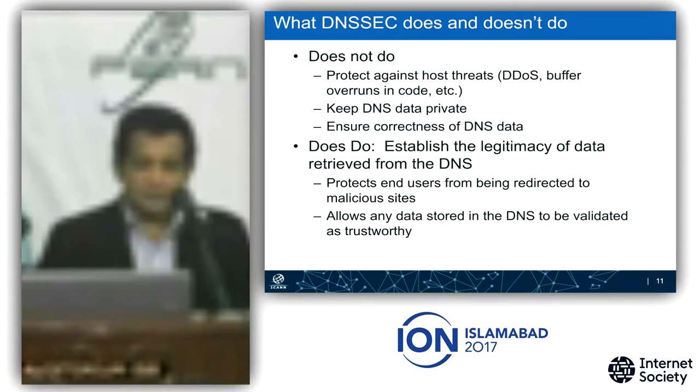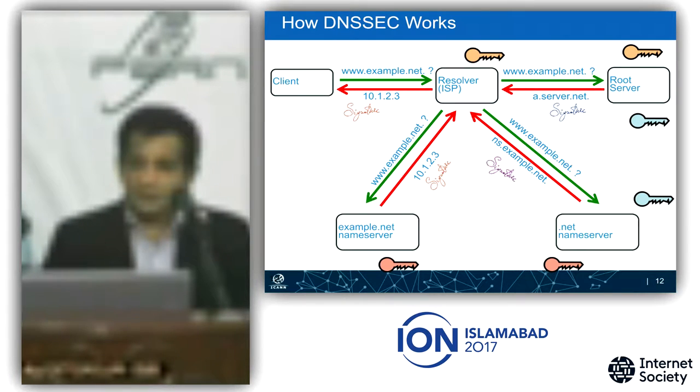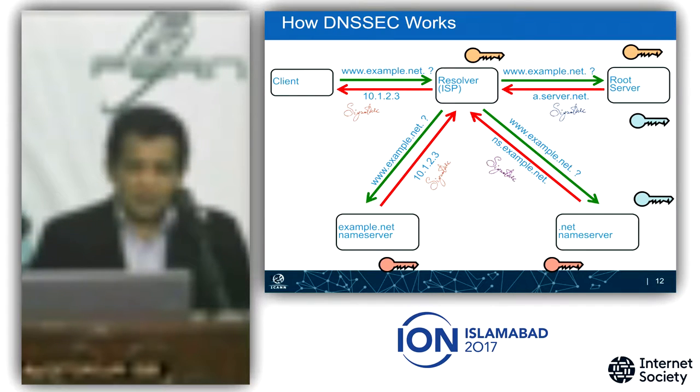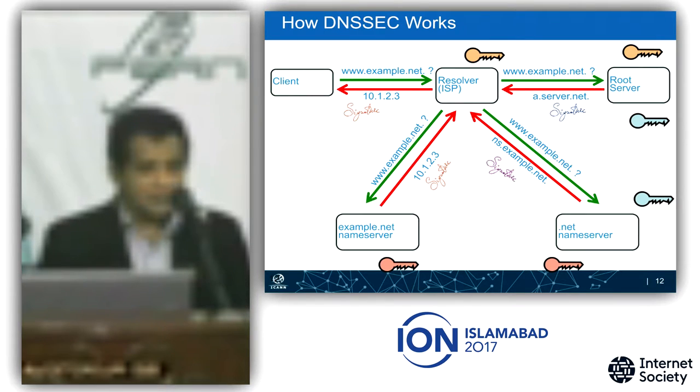Where we can use DNSSEC is to establish or ensure the legitimacy of data that is retrieved from DNS. That's where we use DNSSEC, right? So what we do is validation, to make sure of the correctness of the data. So now I'm coming back to the same diagram that I showed you before, right? Earlier, it was a simple query, but now we will introduce validation into this.